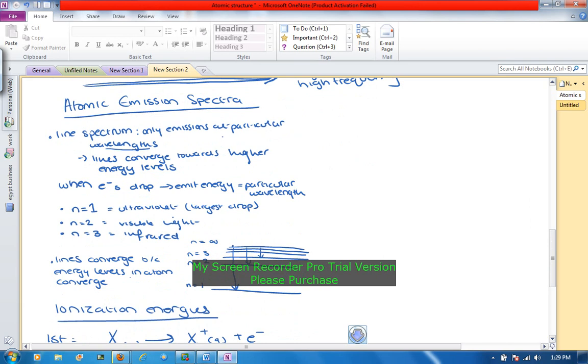Basically, we know that if we shine light through a prism, it'll give us a continuous spectrum, which is like a rainbow. It gives you all the different wavelengths. However, if you shine light into an element or an atom, you're going to get a line spectrum, which only includes emissions at particular wavelengths. Basically, you can think of it as it won't have the whole entire rainbow.